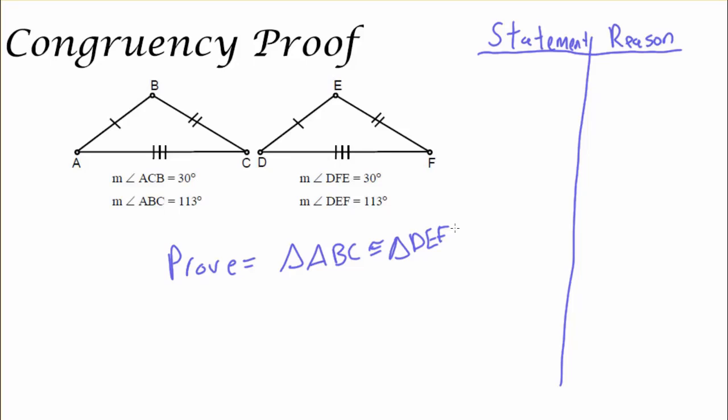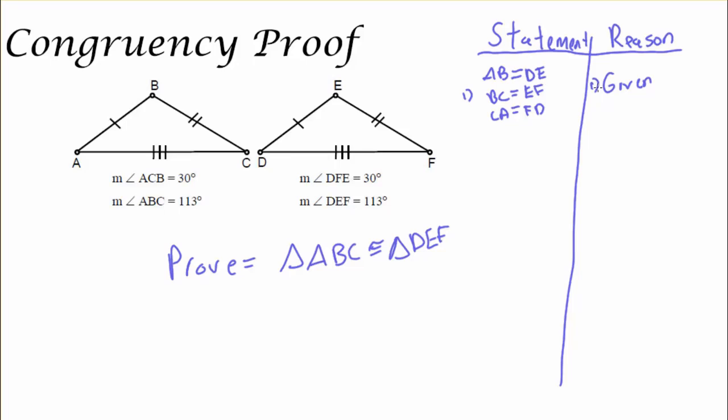Let's start off with what might be given to me. I'll start off by knowing that AB is going to be congruent to DE, that BC is congruent to EF, and that AC is congruent to DF. These are all the things in the diagram. I can say all of those things in one statement and give a solid reason of given. So that's my first statement, those 3 items with the first reason of given.